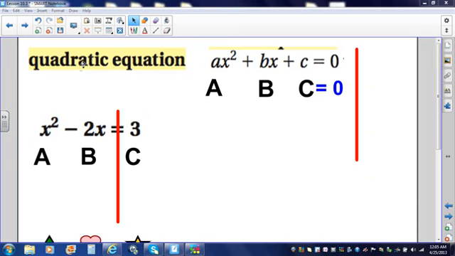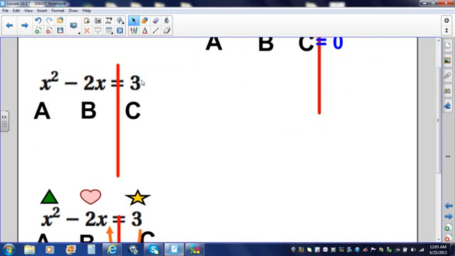Alrighty, let's talk about a quadratic equation. Big word. That's easy. Take a look at the example over here. Notice that A, B, and C are all on the same side of the equation. And there's the word equation because we have an equal sign. So, take a look at this quadratic equation. Notice that A and B are on the left side and C is on the right side. Oh my goodness.